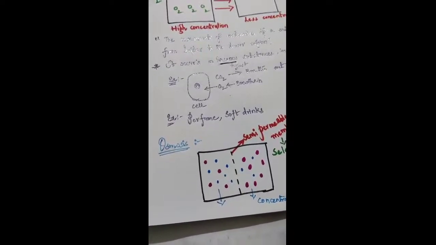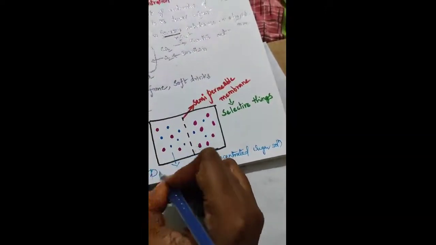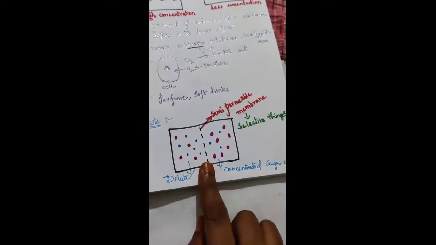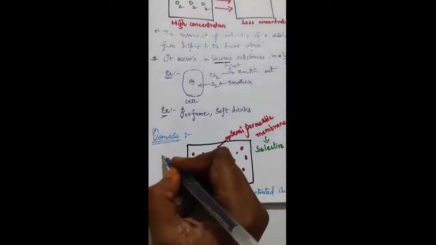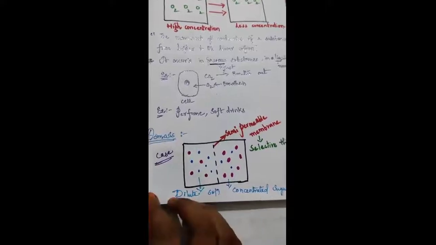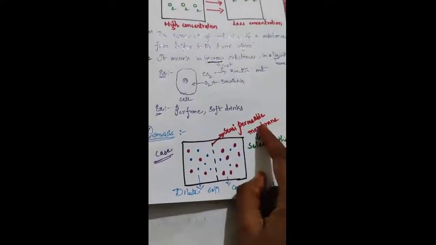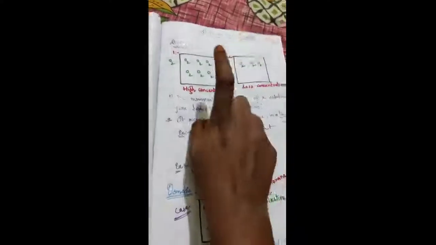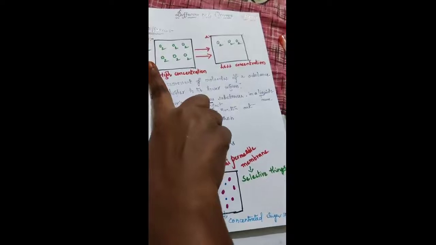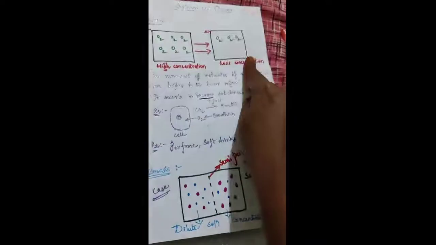Concentrated sugar solution. And here a dilute sugar solution. So this is the case we are going to learn, how the osmosis process takes place, or you can take it as an example also. Here you get a semi-permeable membrane, whereas in the diffusion process you will not have any semi-permeable membrane, where movement only happens from a higher concentration to a lower concentration.